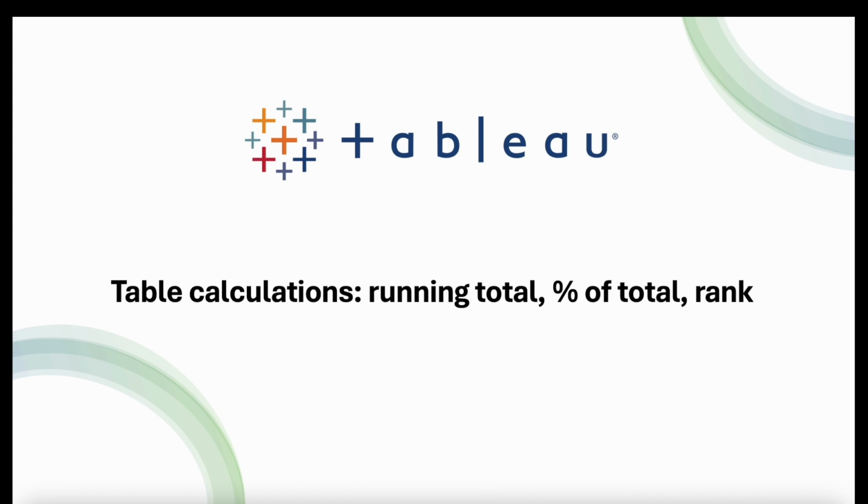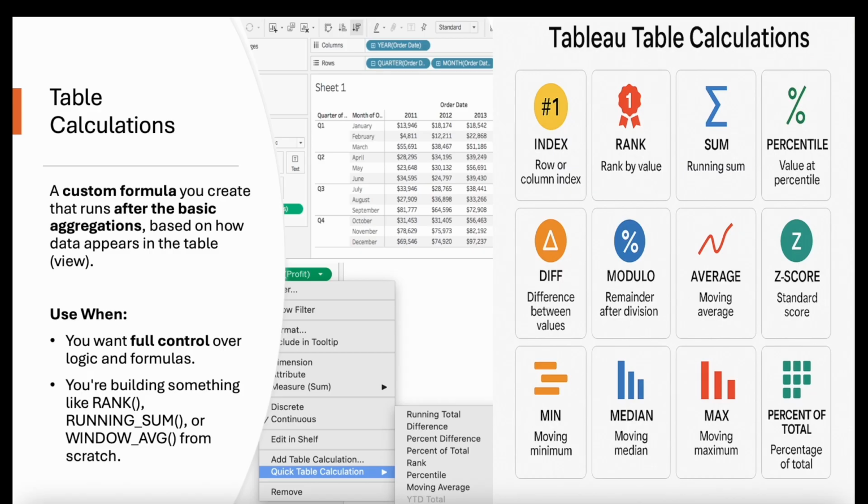Next, you have table calculations surrounding total, percent of total, and ranking. So we have different table calculations, and we have here the infographic. We can make use of index to number rows or columns. You can also use rank, sum, percentile, and all the other calculations. We use table calculations when you want full control over our formulas, like when you try to build something using running sum or window average. So we can create this calculation field.